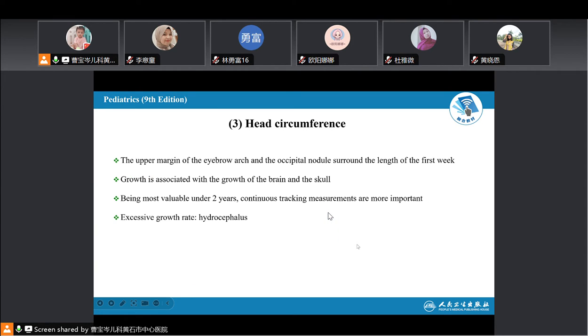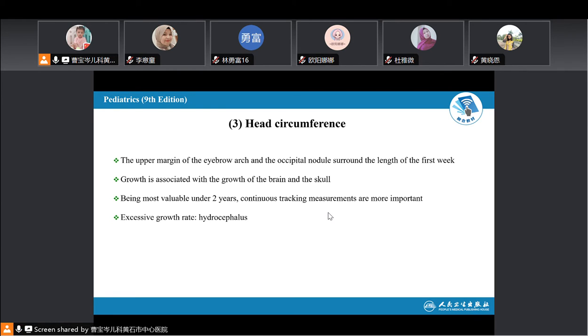The head circumference: the upper margin of the eyebrow arch and the occipital nodule surround the length of the first week. Growth is associated with the growth of the brain and the skull, being most valuable under 2 years. Continuous tracking measurements are more important.